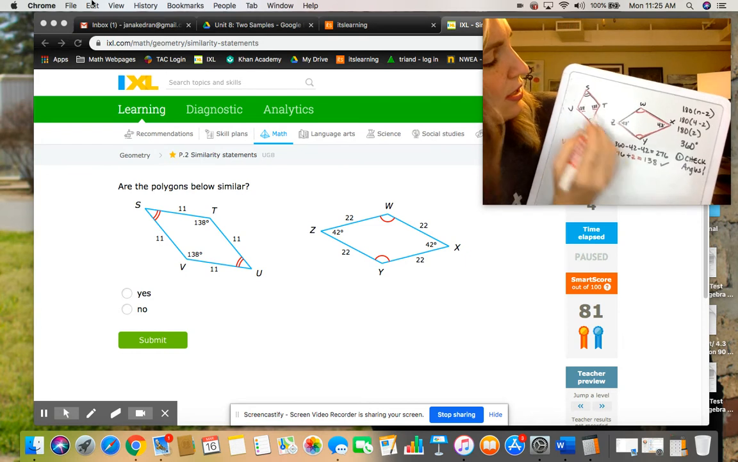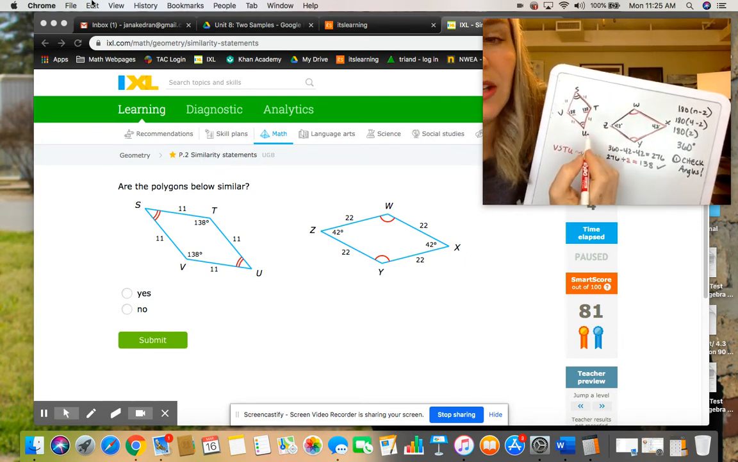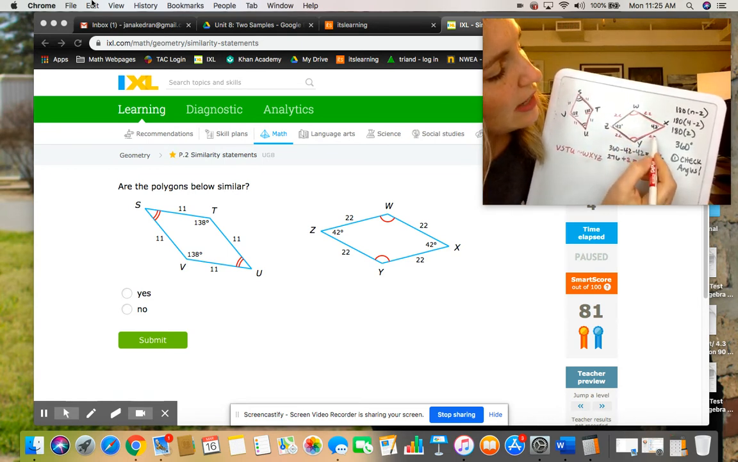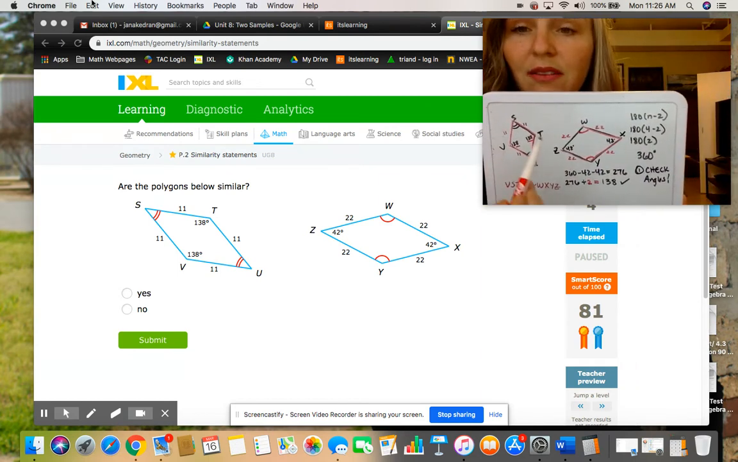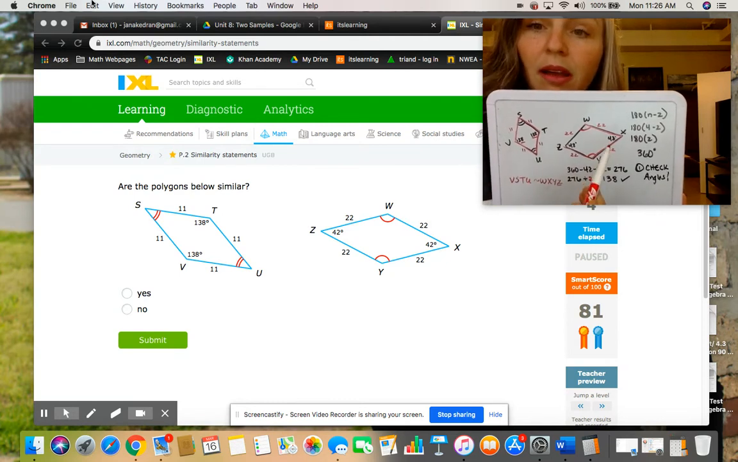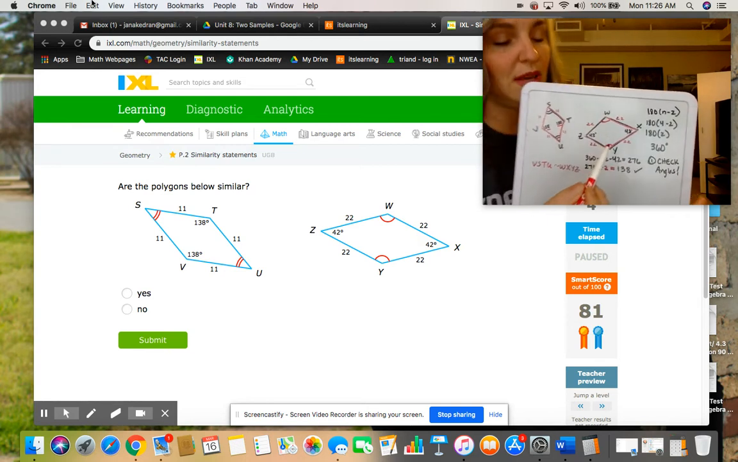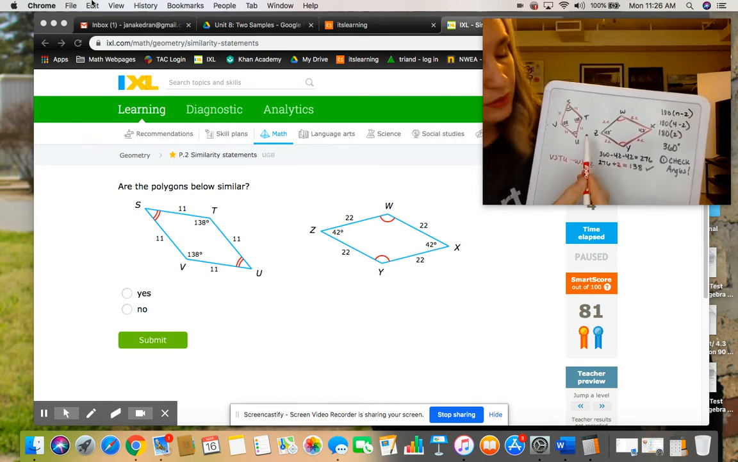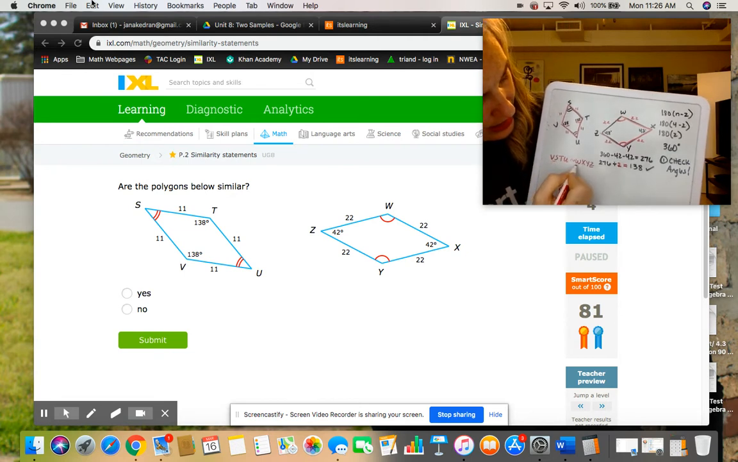I didn't put the measurements on here: 11, 11, 11, 11 on this one, and 22 on all of these. This one's super easy to check because you can really see that if I take 11, 11, 11, 11 and multiply times 2, I'm going to get 22, 22, 22, 22. So this one is quite obviously similar because WXYZ is twice as big.